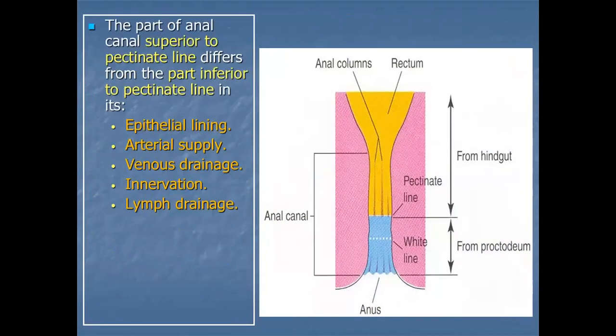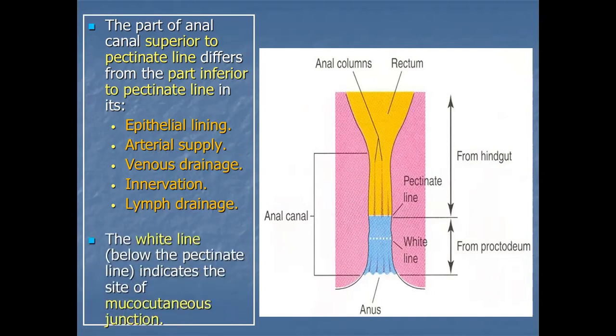The part of the canal superior to the pectineal line differs from the part below it in different ways: the lining epithelium, arterial supply, venous drainage, innervation, and lymphatics. So this line is very important, because above and below it everything is different. So what is the pectineal line? It is the junction between the hindgut and the proctodeum.